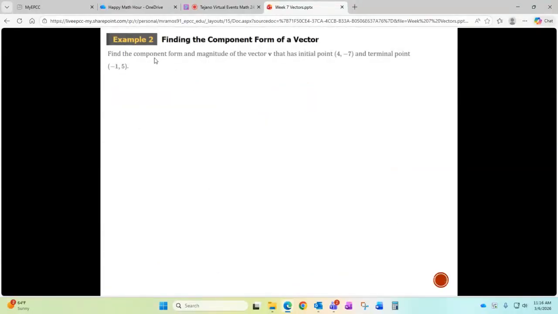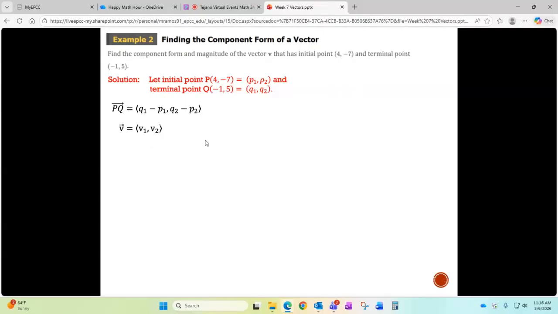Okay, so let's do another example. We're going to find the component form and the magnitude of this vector. It's giving us the initial point and the terminal point. So let's rewrite it. We have the initial point 4, -7. That's our P, so P1 and P2. We have our terminal point, -1, 5. That's our Q, so we're going to label these Q1 and Q2. That's going to help us plug it into the formula to rewrite it in component form. Remember, we subtract: Q1 minus P1 and Q2 minus P2. That's going to give us our vector in component form.